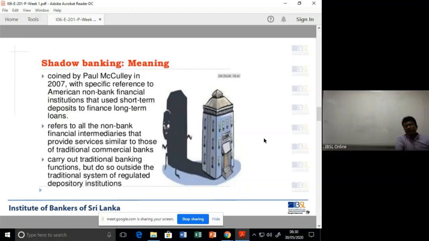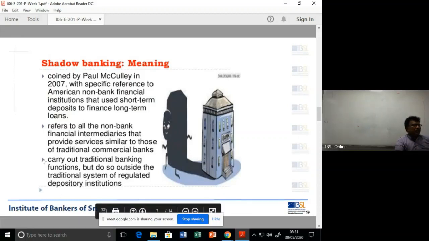Now, for your short questions, the first one: what is financial intermediation? That is connecting surplus and deficit units. Now, what is shadow banking? It refers to all non-bank financial intermediaries that do activities similar to traditional commercial banks except demand deposits, except issuing checks. That is shadow banking. It is a term introduced to English by a money market fund manager known as Paul McCulley.